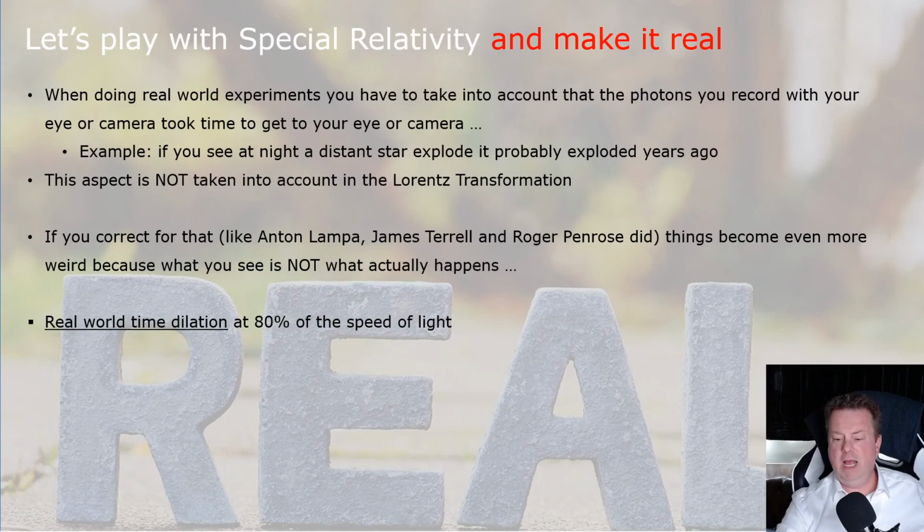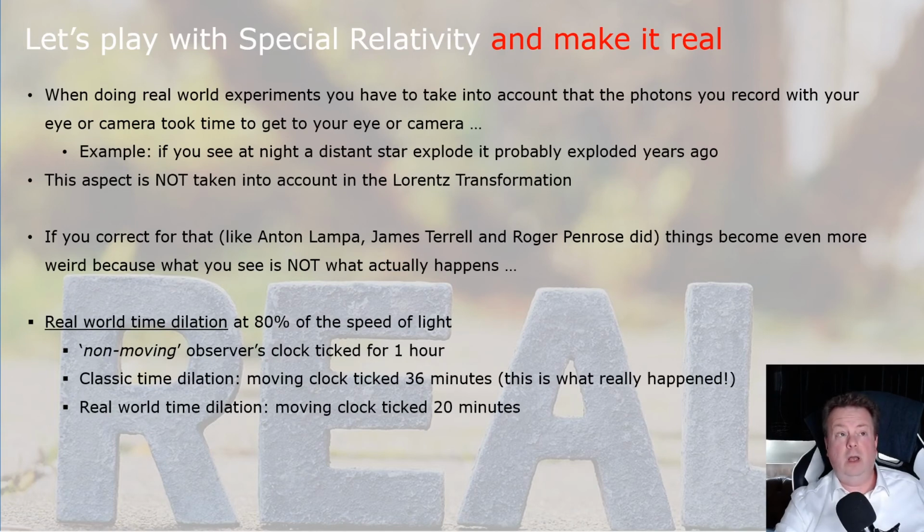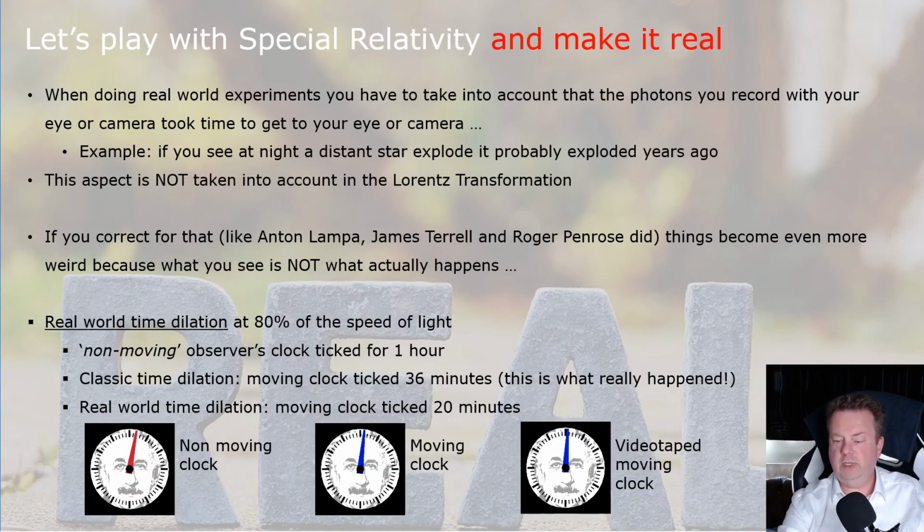Something traveling at 80% of the speed of light. Let's say a non-moving clock ticked for an hour. The moving clock will have ticked for 36 minutes. That is what really happens, while the observed clock only ticked 20 minutes. So you take a telescope from Earth and you watch and record the clock on board of the moving object, and you will see that it is only 20 minutes. So yeah, this stuff is so weird, you know.